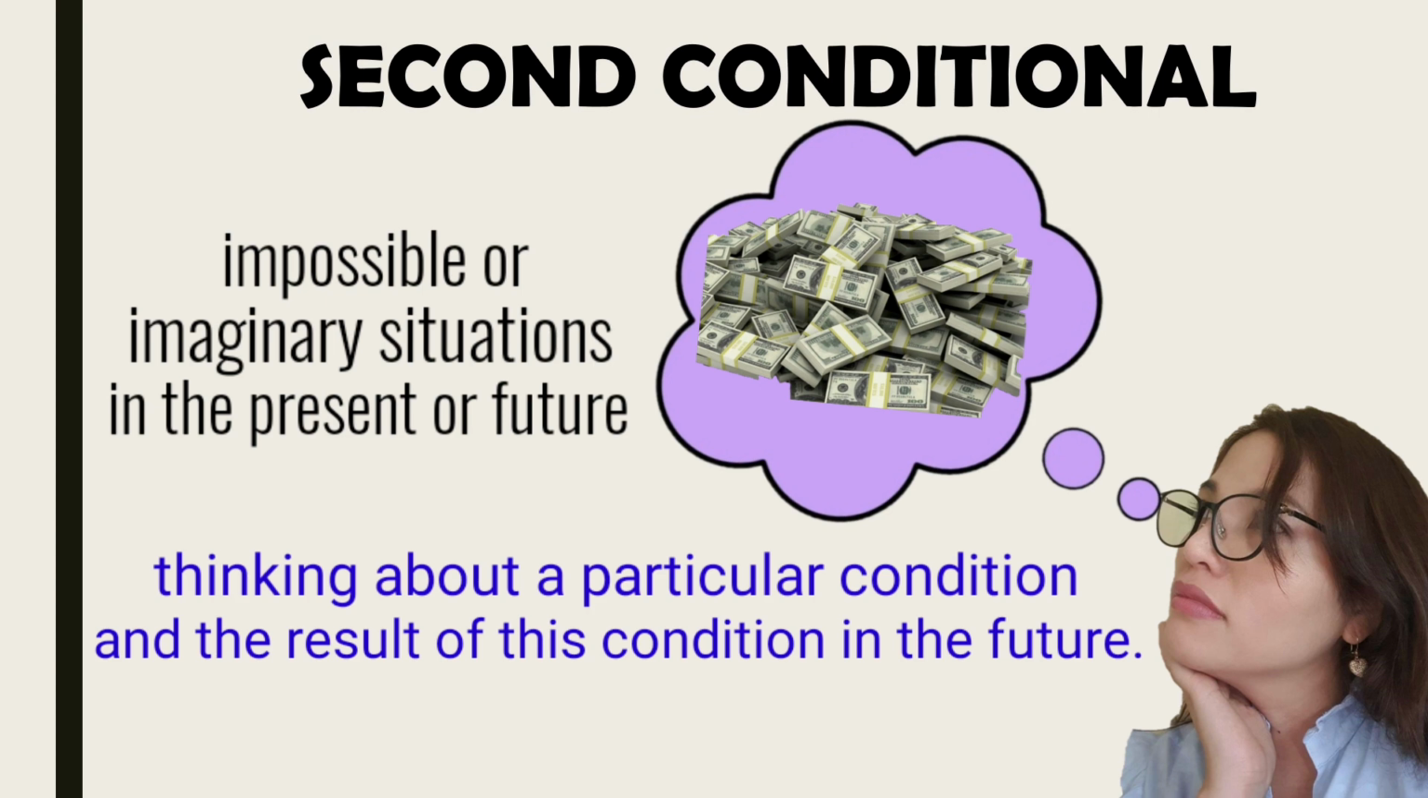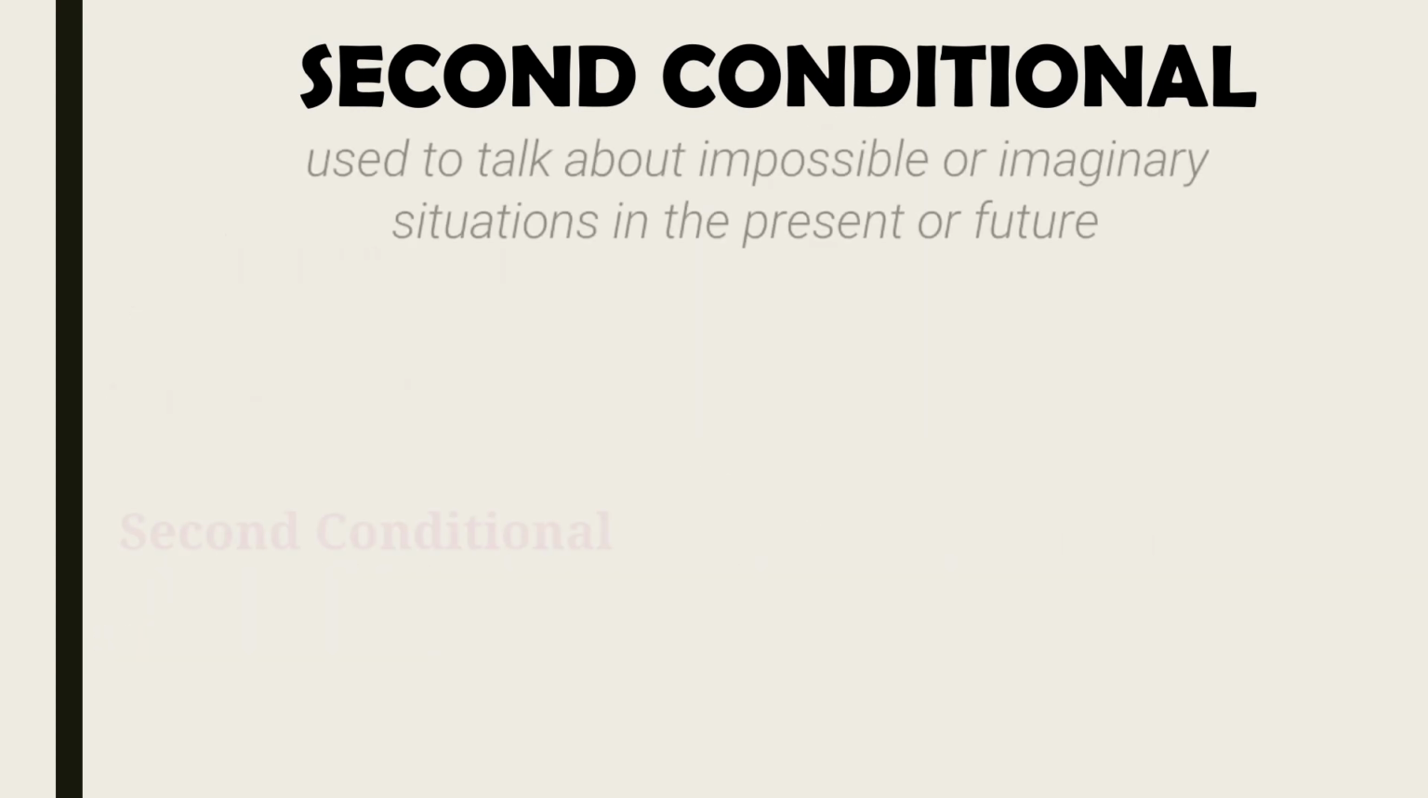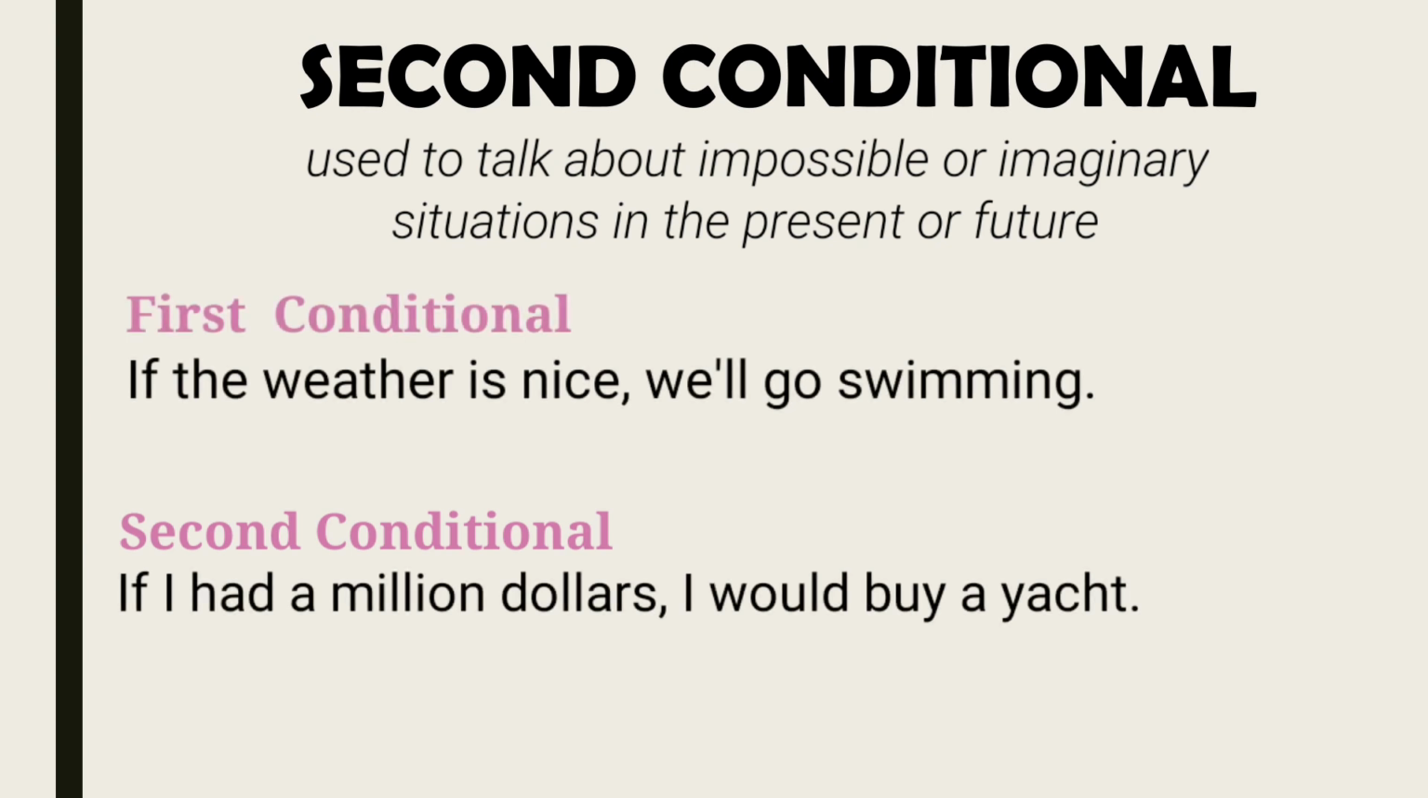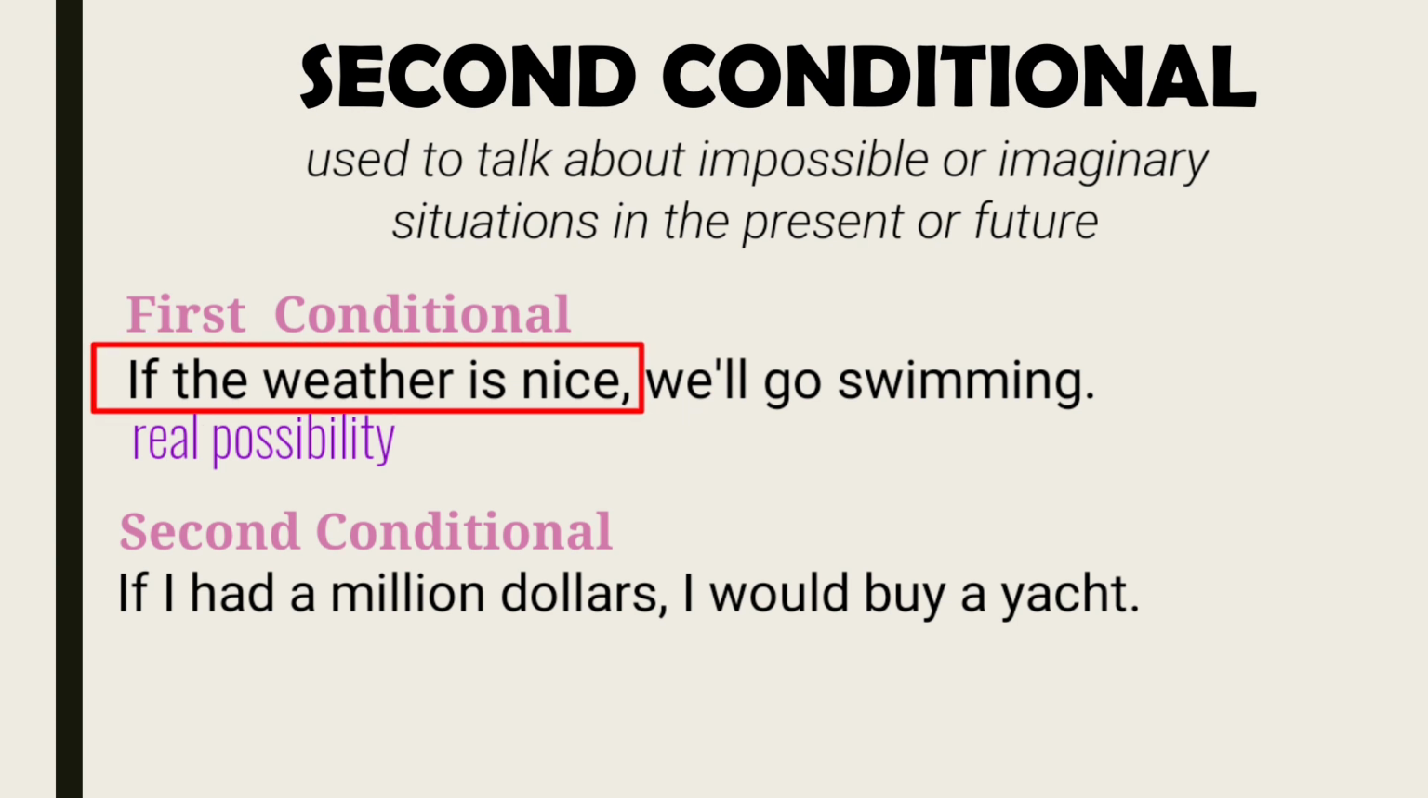Let me explain it better using these two examples. If the weather is nice, we'll go swimming. Here, there's a real possibility that the weather will be nice in the future. And if that happens, we'll go swimming. There is a real possibility of the condition happening in the future.